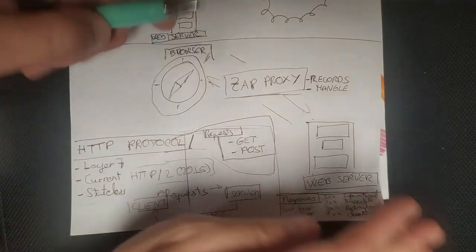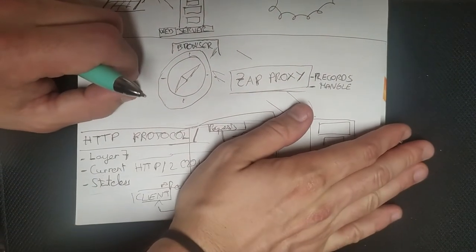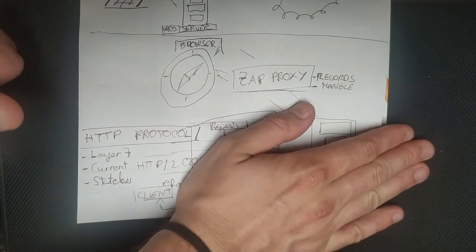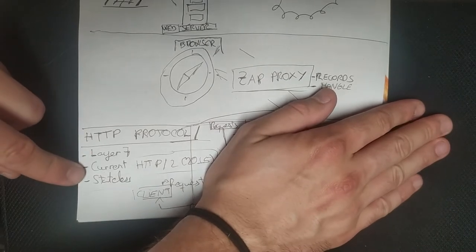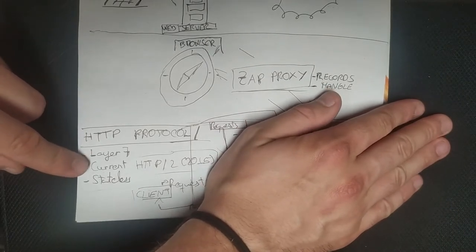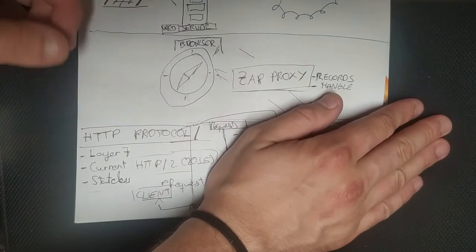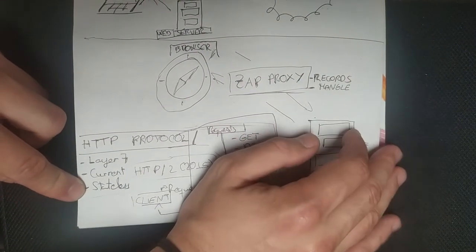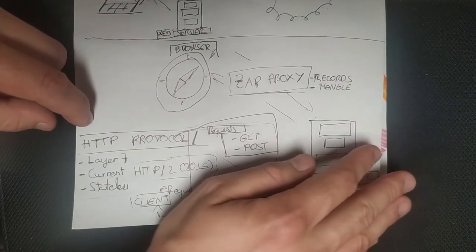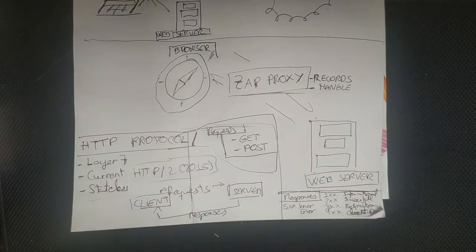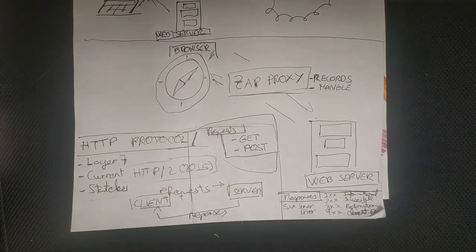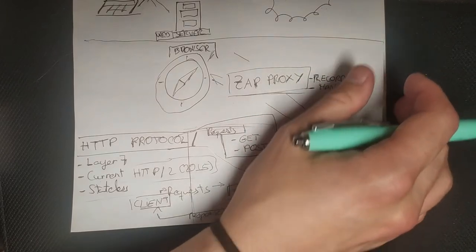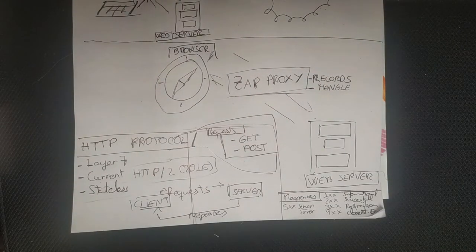Sorry for the mess in here, let's go by parts. In a nutshell, HTTP protocol is a layer 7 networking protocol. Its current state is HTTP 2, made in 2015. And the main feature of this is that it's stateless. So that means that it just goes through TCP, normally ports 80 and 443, the encrypted one.